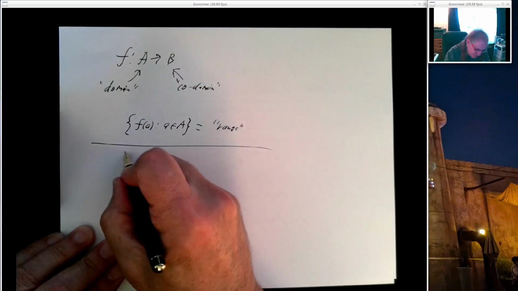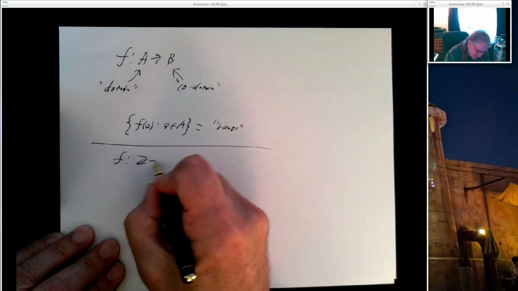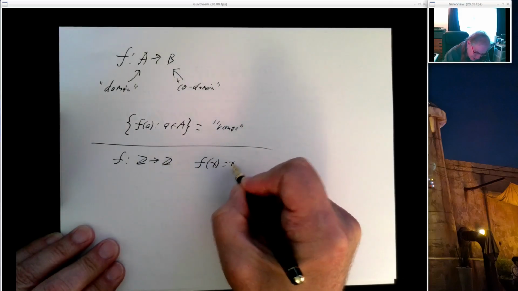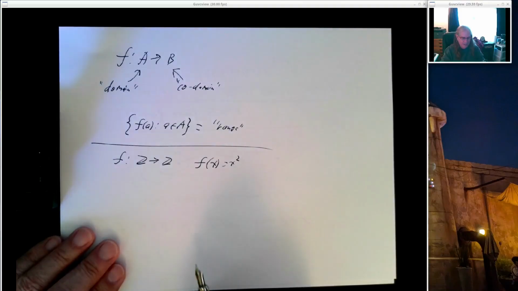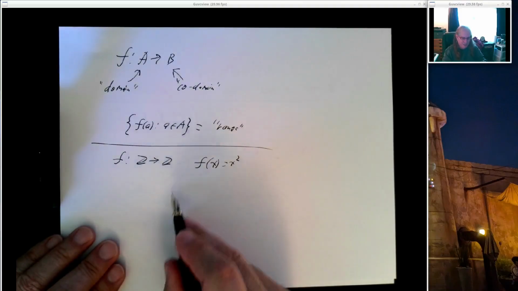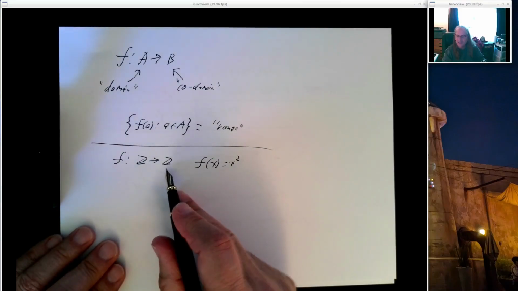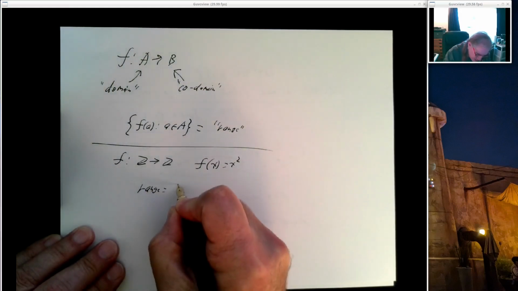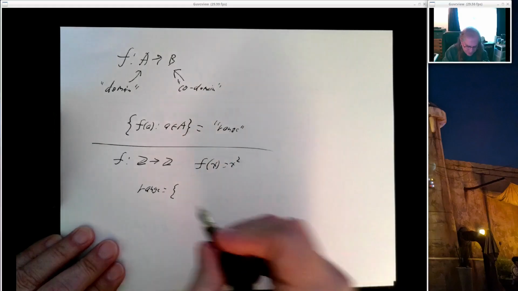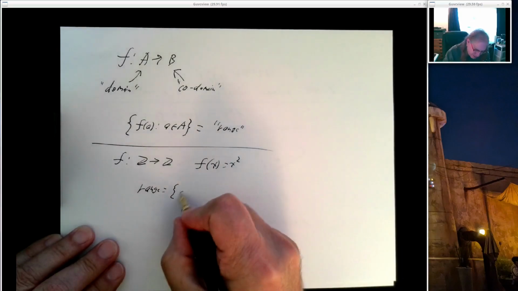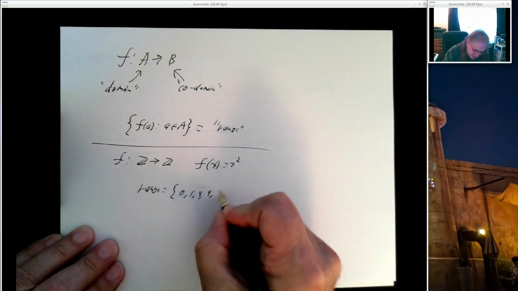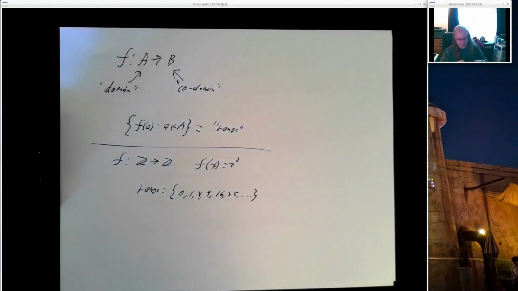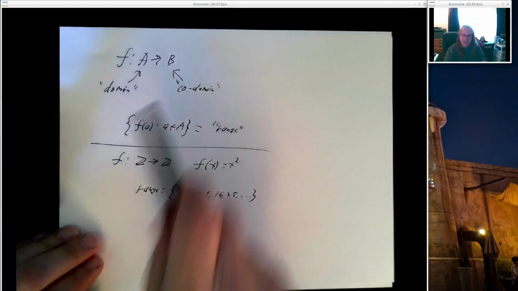So for example, maybe I have f going from the integers to the integers, defined by f of x equals x squared. So the domain is Z, the set of all integers. The codomain is Z, the set of all integers. But the range would be the set of all things that are mapped to from something. So it would be the set of integers 0, 1, 4, 9, 16, 25, and so on. So the range will be some kind of subset of the codomain.